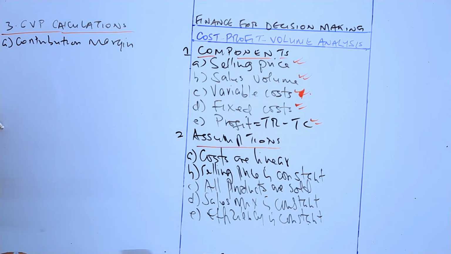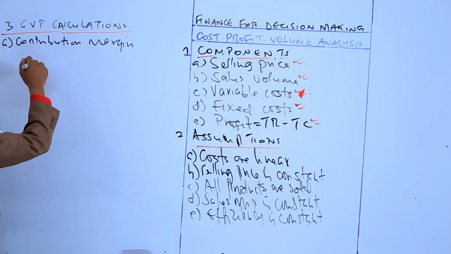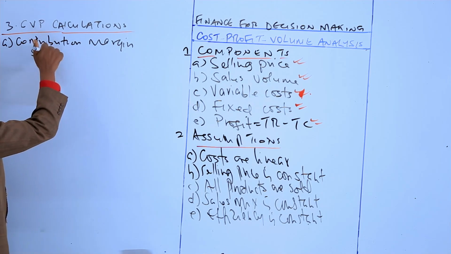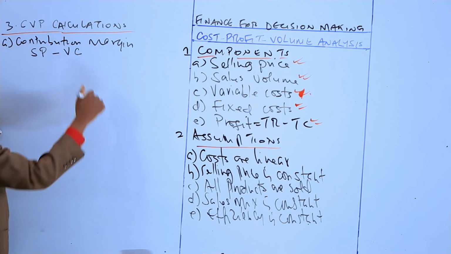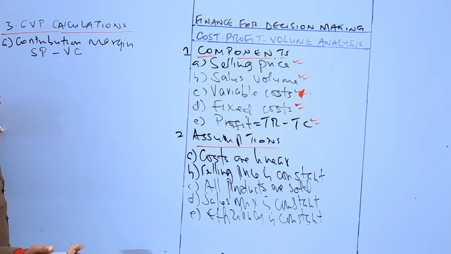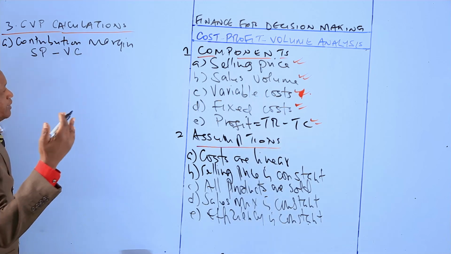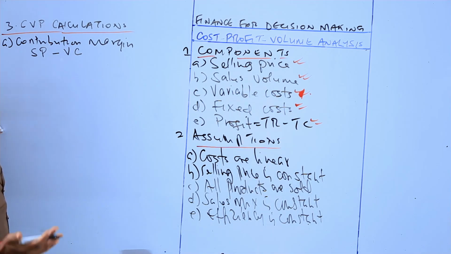Contribution margin is the revenue remaining after deducting variable costs. That means that contribution margin is equal to selling price per unit minus variable cost per unit. It represents the amount each unit sale contributes towards covering fixed costs and generating profit. And from this contribution margin, we get what we call the contribution margin ratio, which we will give the formula for in a short while.